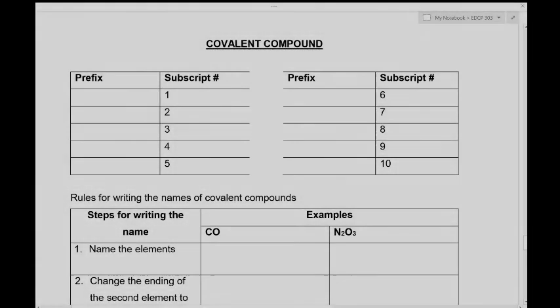Hello class, today we are going to learn how to name covalent compounds. Now, covalent compounds are different than ionic compounds. They are made by combining two nonmetal elements together, and during that point, they are sharing electrons rather than transferring electrons like ionic compounds do.